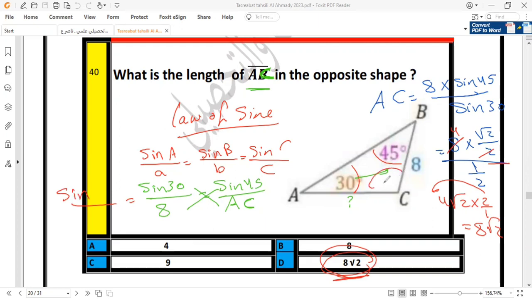If I want to find AB, you can write sine of the measure of this angle, 45 plus 37.5, so it's going to be 105, divided by the opposite side AB, and you can find AB. But here he asked me to find AC.